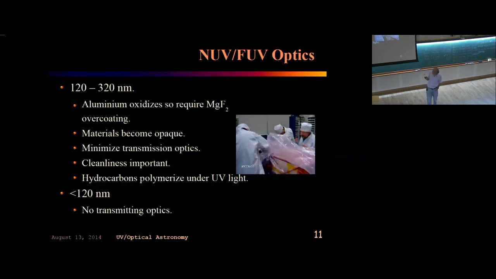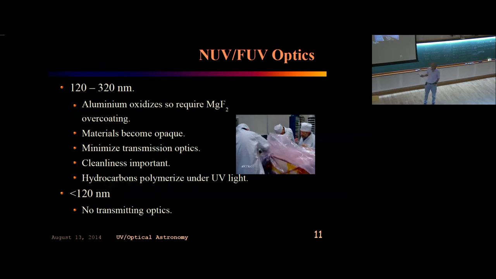Now you have to be careful about the materials you use. In the optical, it's not such a big deal. There's lots of materials that are transparent. Glass is transparent 96% or something like that. So lots of things are transparent. In the UV, you're working with a much more restricted set of materials, and the materials tend to transmit less. So in general, one minimizes the number of transmission elements. In fact, one minimizes the number of optical elements, and I'll show you why. But one minimizes the number of optical elements and especially transmission elements. Where possible, you use reflections.